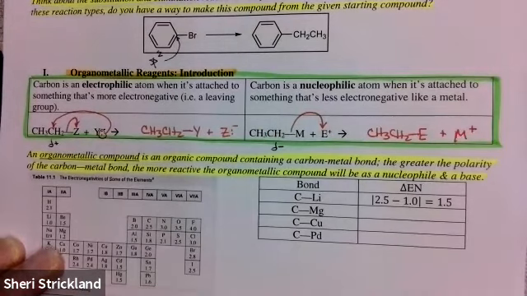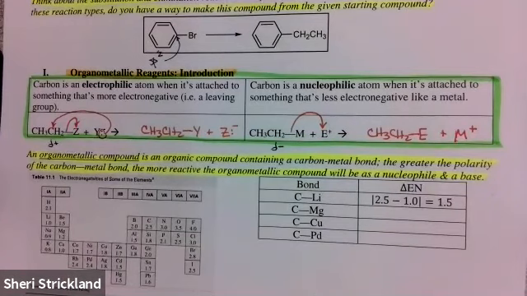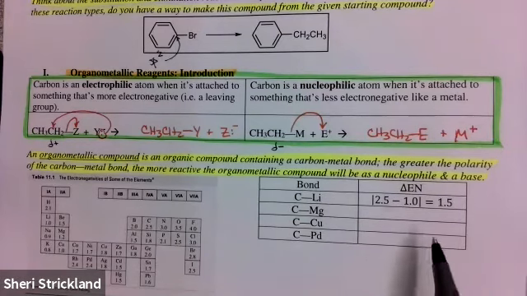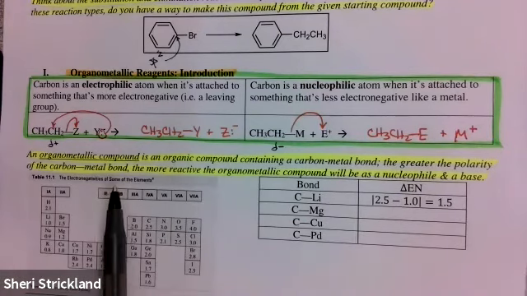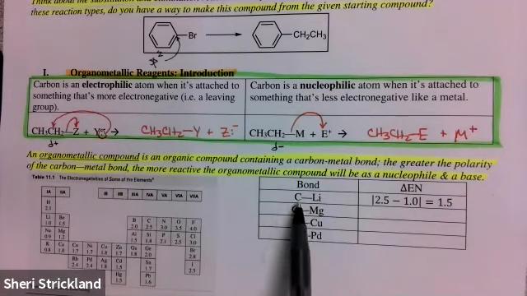Okay. So an organometallic compound is an organic compound containing a carbon-metal covalent bond. The greater the polarity of the carbon-metal bond, the more reactive the organometallic compound will be as a nucleophile and as a base.